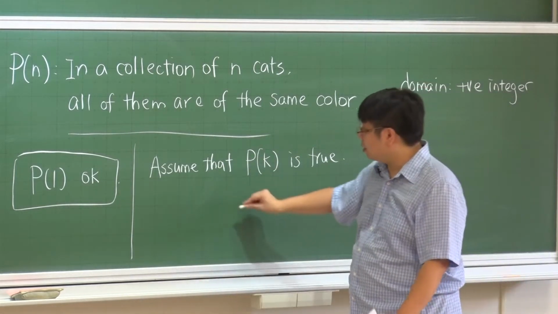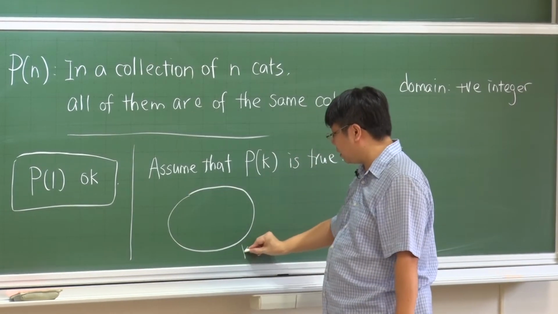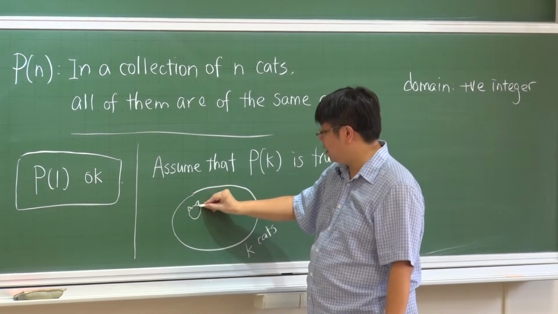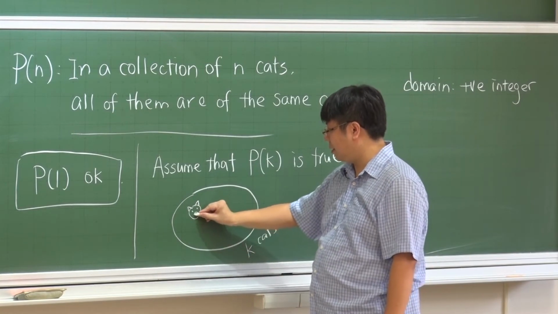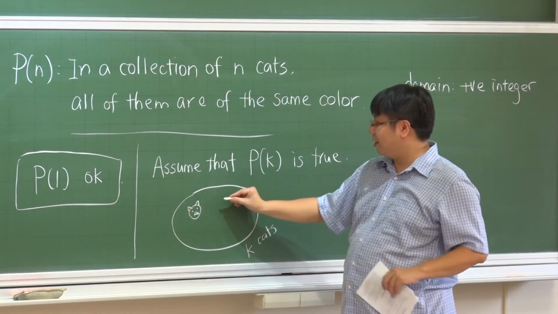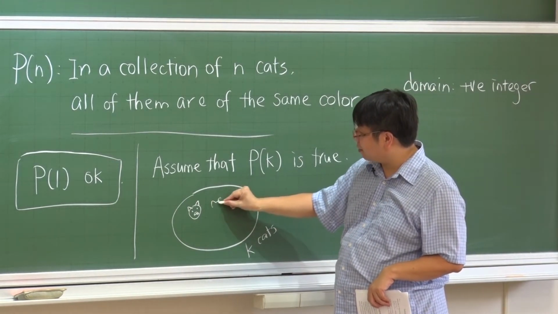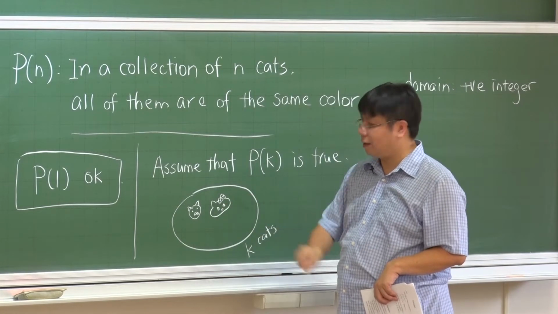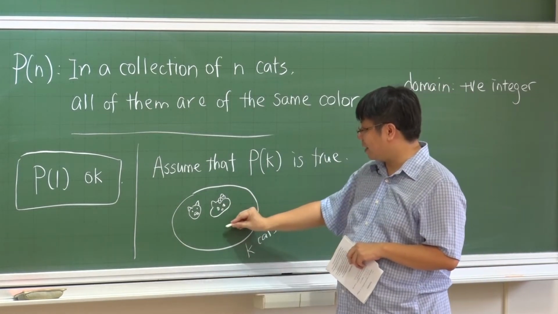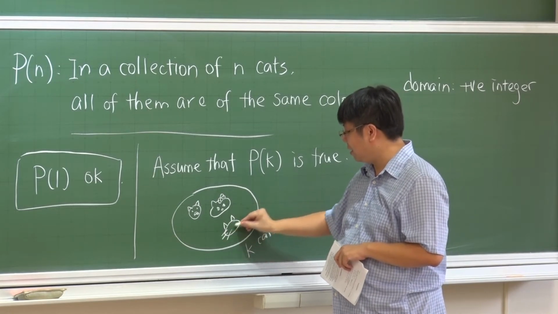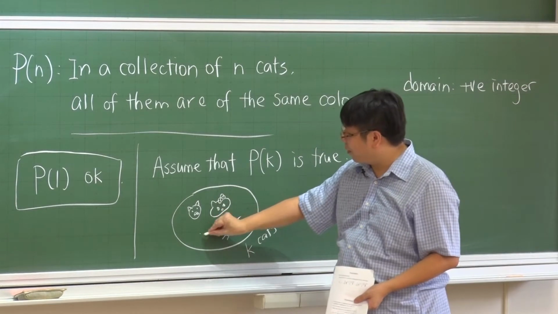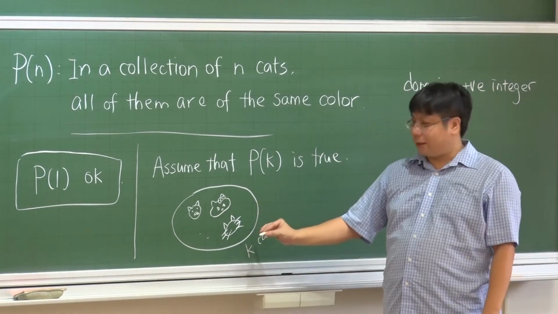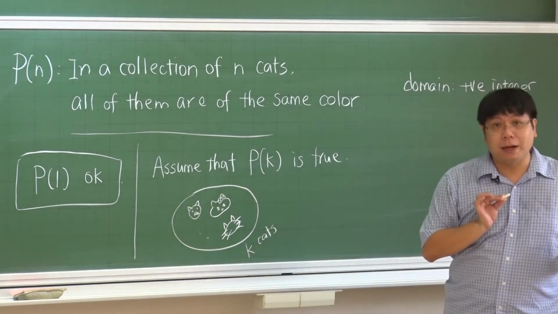So Pk is true, what does it mean? Let's say you have a collection of k cats. So there are k cats here. So there is a cat 1. Looks like a pig, but it's a cat. There is another cat, this time Hello Kitty. No mouth. Let's say there is another cat, and another cat. There may be more cats. What we are going to show is that suppose that for any collection of k cats, all of them are of the same color.